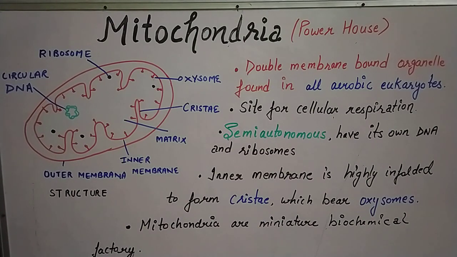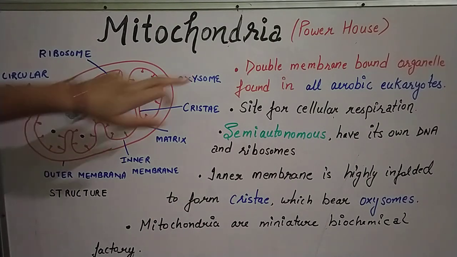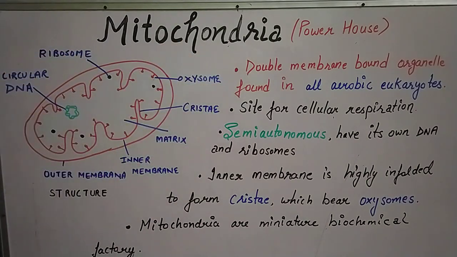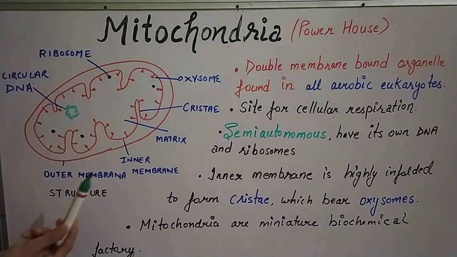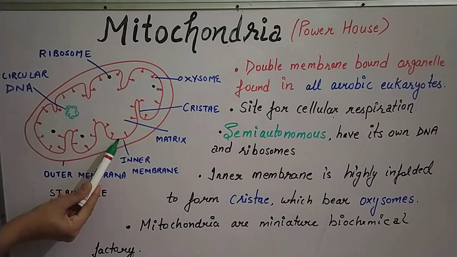Now let's talk about the structure first, then we are going to discuss the function side by side. So this mitochondria is a double membrane bound organelle. As you can see, two membranes are there. One is the outer membrane and one is the inner membrane.